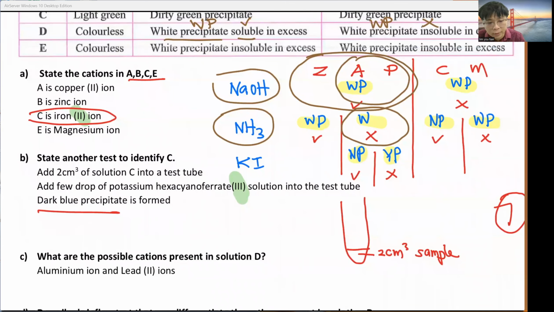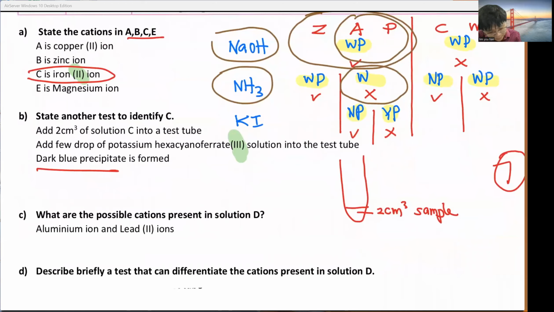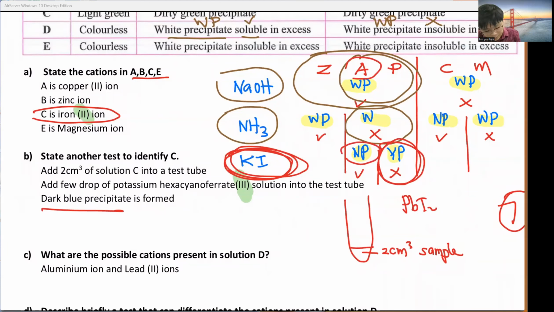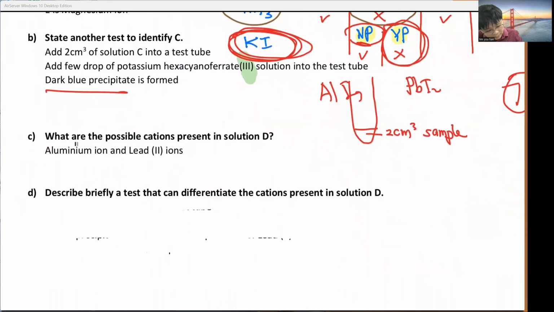Now they will ask you to do further tests. To test further, we will add KI. If it is Pb, a yellow precipitate will come out because PbI2 is yellow. If aluminium, nothing will come out because aluminium iodide, AlI3, is soluble in water. There is no precipitate.